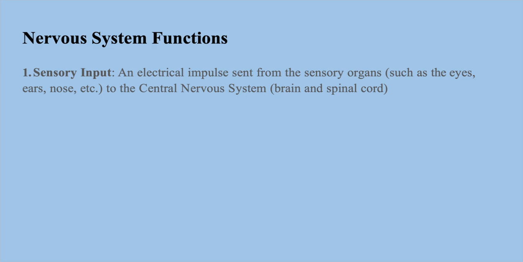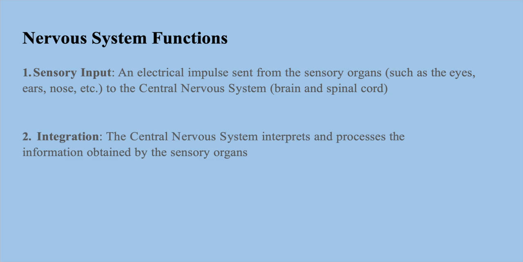The first function is sensory input. This is any electrical impulse that is sent from the sensory organs, such as the eyes and the ears, to the brain and spinal cord. So, the brain and spinal cord are the parts of the central nervous system. And throughout the video, I will be abbreviating the central nervous system as CNS.